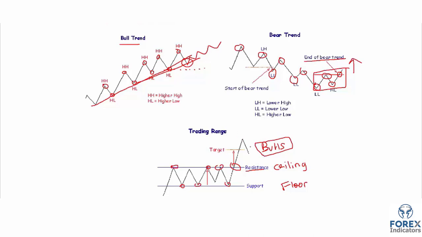So any pullbacks, you can now start to trade your C2D strategy. It looks something like here: here's your A, here's your B, you're looking for your C, taking it up to your D. And that's where we use the Fibonacci tool that we'll go into a bit later.